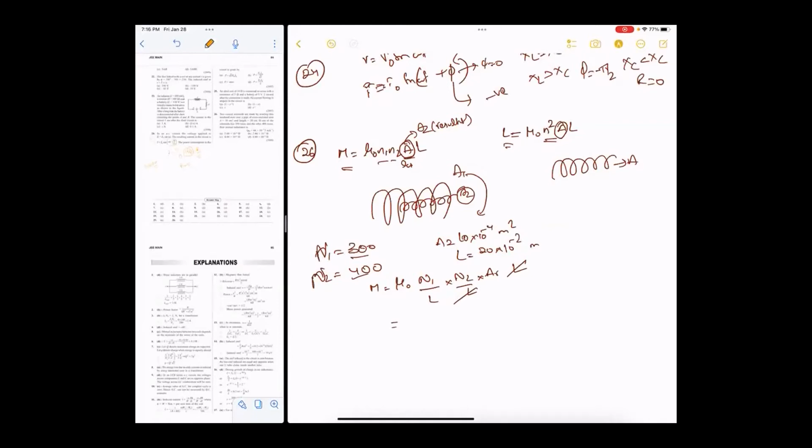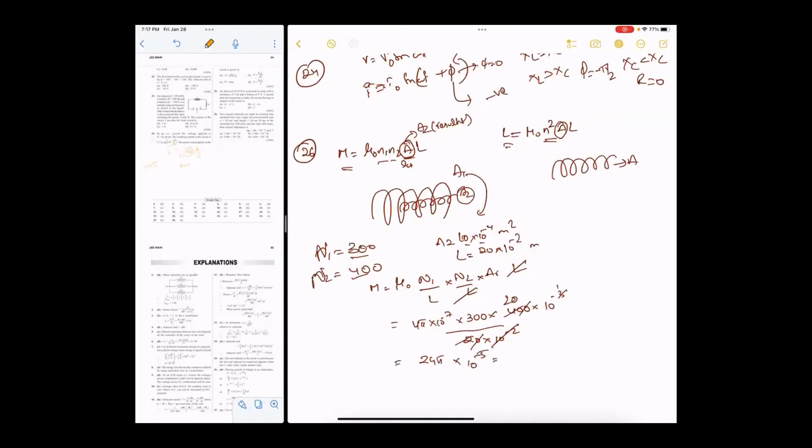So mu naught, we have 4 pi into 10 power minus 7. N1 is 300, N2 is 400. Area is 10 into 10 power minus 4, I can write it as 10 power minus 3. Am I right? By length L, 20 into 10 power minus 2. So 1 minus 1 will be there. So 20s. 3 2s are 6, 6 4s are 24 pi into 10 power minus 7 minus 1 minus 8. And we have 3. So 10 power minus 5.